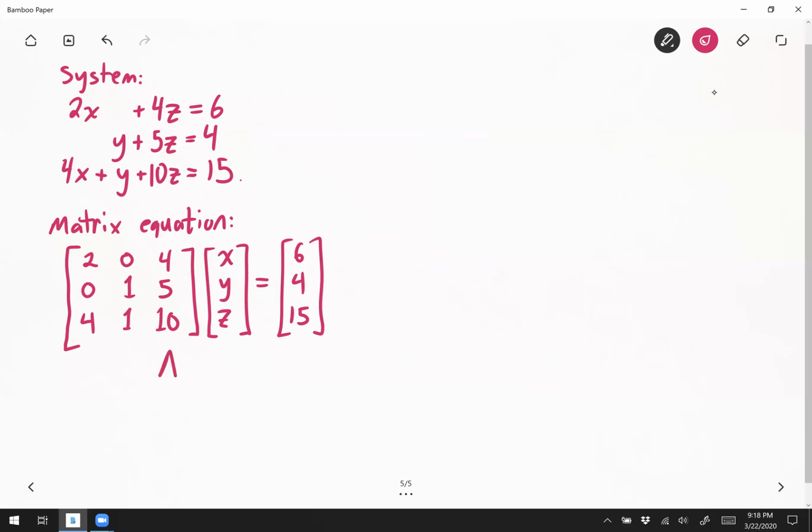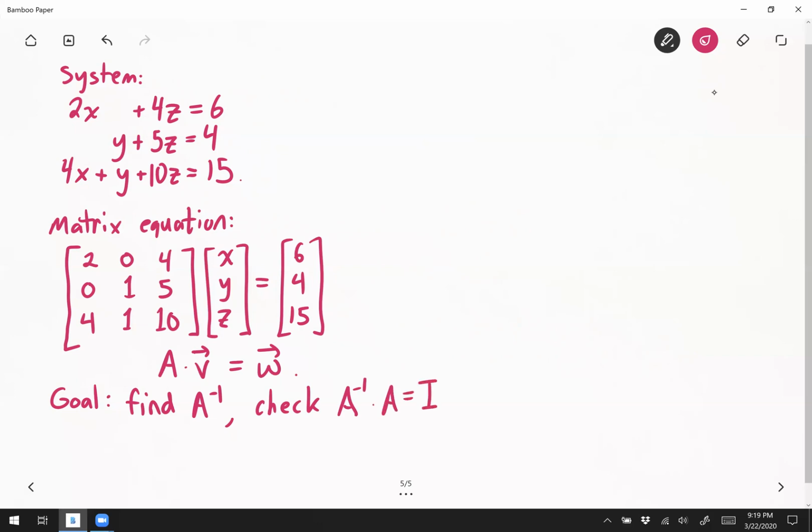Again, this has the general form: matrix A times a vector V is equal to another vector W. And as before, our goal will be to find A inverse, then to check that A inverse times A gives us the identity matrix, and then solve for the vector V, which we'll be able to write as A inverse times W.